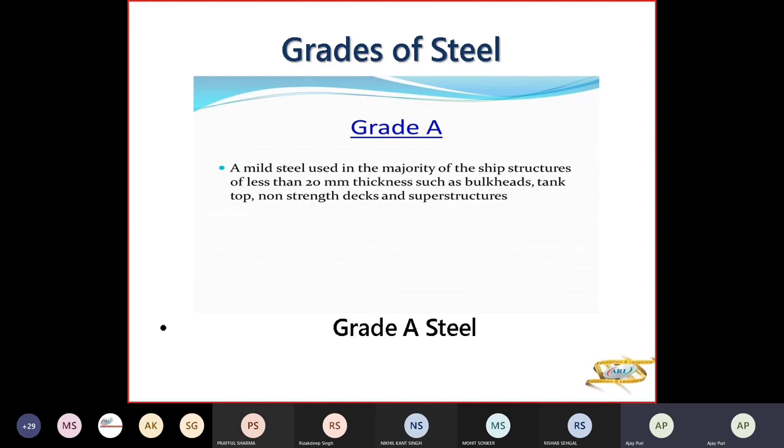So it is used in the majority of ship structures, like your mild steel. It is used in bulkheads which are less than 20 mm thick, tank top, superstructure, non-strength decks. These are grade A.